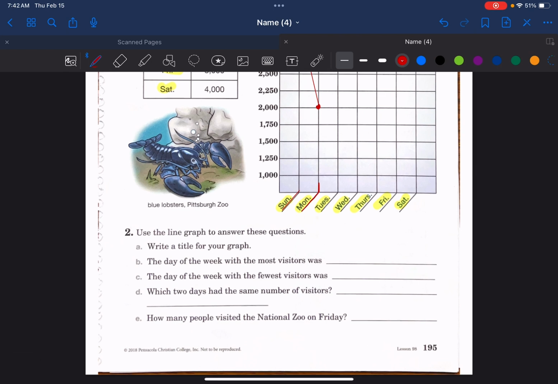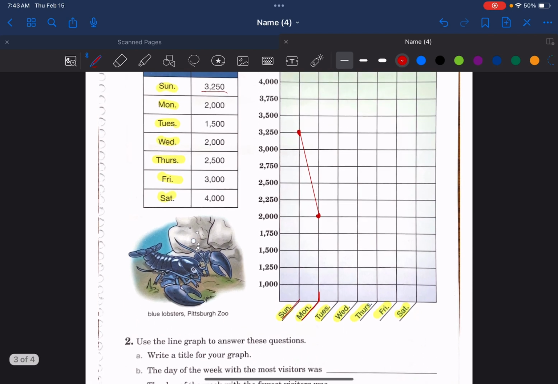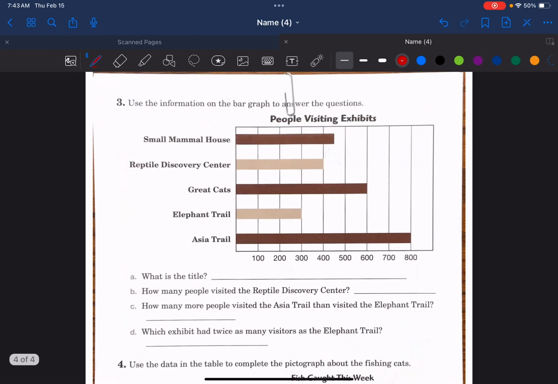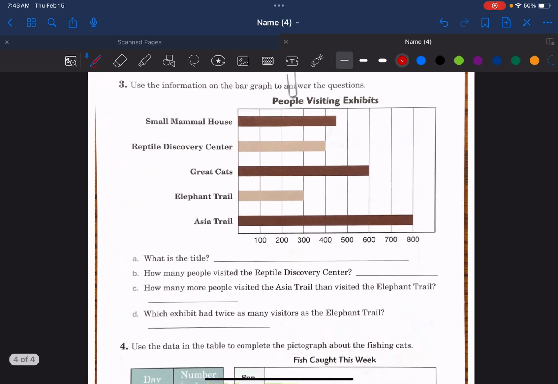So it says write a title for your graph. B, the day of the week with the most visitors was. C, the day of the week with the fewest visitors. Which 2 days had the same number of visitors? So look for two that had the same. And then how many people visited the National Zoo on Friday? So this is a line graph because we made lines. The back side, you're going to use a bar graph because it has bars. So you're going to answer those questions.